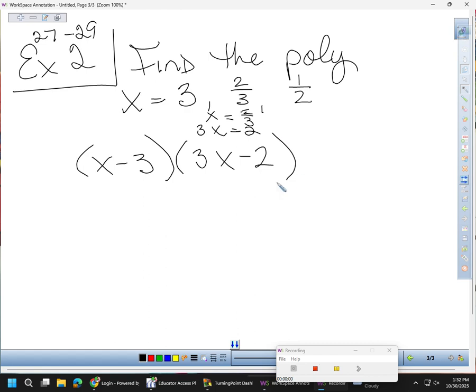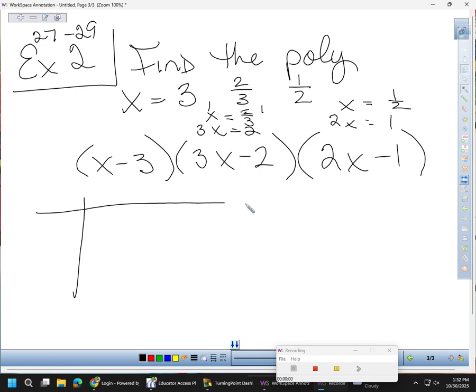If you set that equal to 0, add 2 over, divide by 3, right, is what we usually do. Same thing here. If I have x equals 1/2, I would clear the fraction first, so I get 2x equals 1, and then I would subtract that over. So my factor is 2x minus 1. Now we're going to multiply them together. Let's do the first two in a small box to begin with. 3x minus 2 times x minus 3.